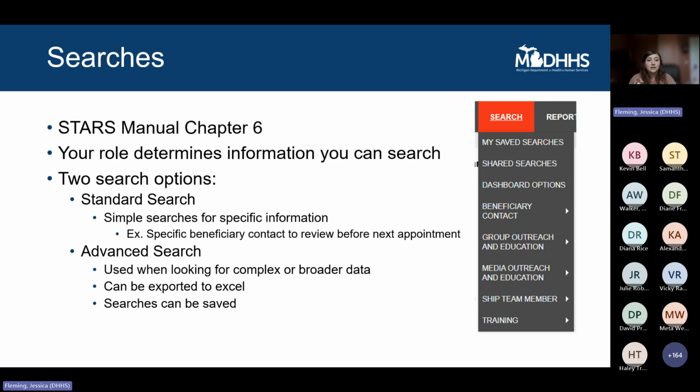Maybe you met with someone 3 weeks ago and you want to go back and get a refresher on what you talked to them about. An advanced search is going to be broader, more complex data. It's more like a report. It can be exported into Excel. Those searches can be saved. That's where I would really reference the manual, because it's a little bit complicated, but it can be done, right? You know, we can all do hard things. I don't want to scare you away there, but it is nice because you can build those. So if you have a frequently used search that you're going to be running on a frequent basis, you can build that in the system as well. So, once again, that STARS manual, chapter 6.